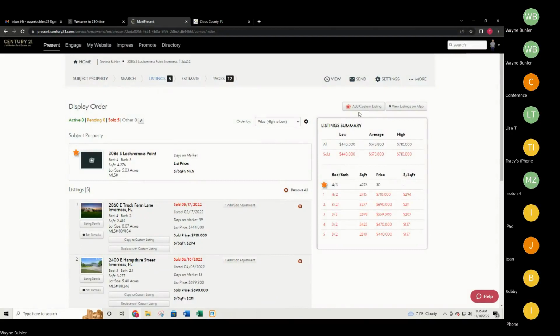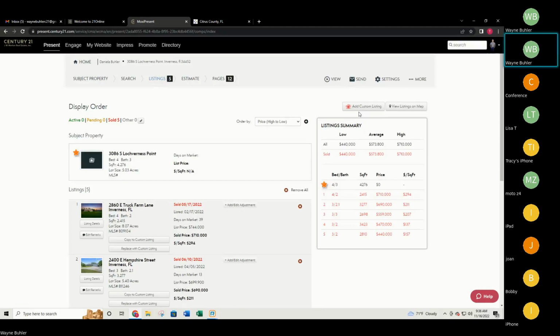Okay, so I have already gotten my subject property in. I've already got my adjustments picked out because again, today, unlike Monday, we are just focusing on how to do the adjustments. So if you need help getting to this point in Moxie CMA, see myself and Tom. Right now, for the next 30 minutes, I just want to focus on adjustments.